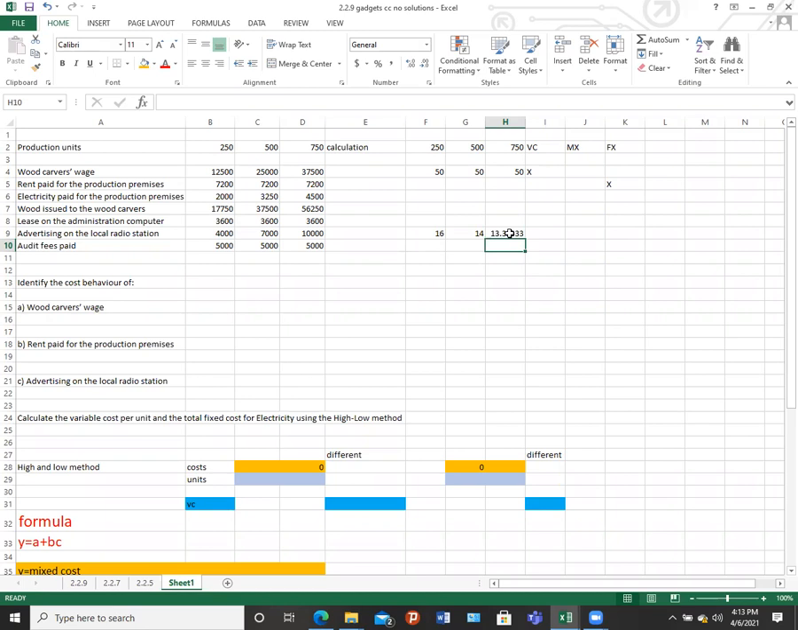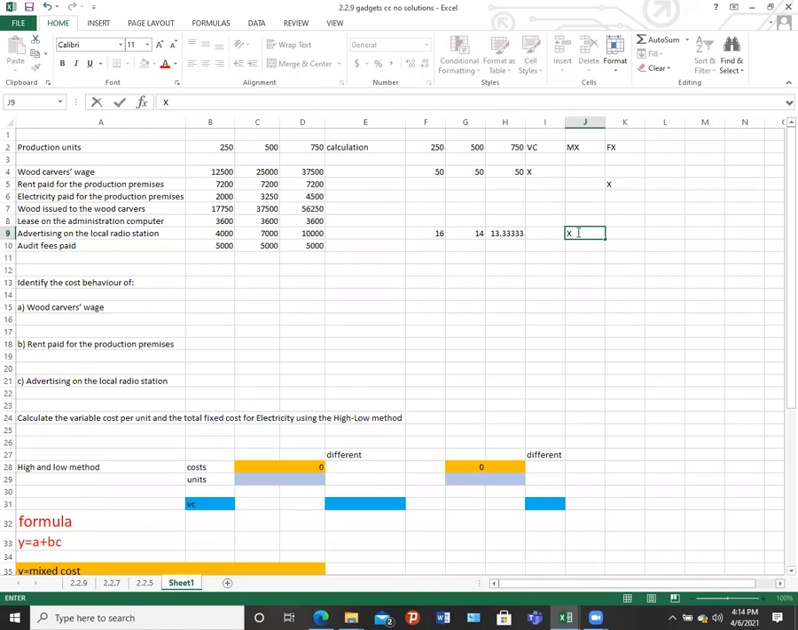What about this one, guys? Is it a variable cost or a mixed cost? Mixed. It's a mixed cost. Why are you saying it's a mixed cost? Because the cost per unit is changing as the production units are also changing.